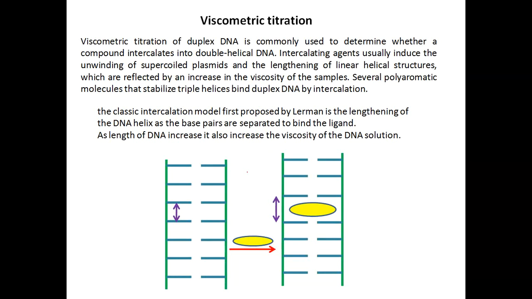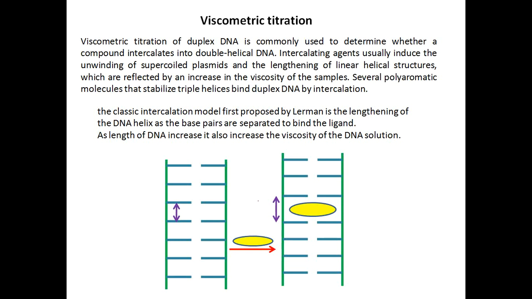Now the other method is the viscosity experiment or viscometric titration, which is a physical method to determine the nature of binding of the ligand to the DNA. Viscometric titration of duplex DNA, that is double-stranded DNA, is commonly used to determine whether a compound intercalates into double helical DNA or not. So to determine if a compound is forming an intercalative binding or not, the viscosity experiment is a well-known experiment used for determining that.